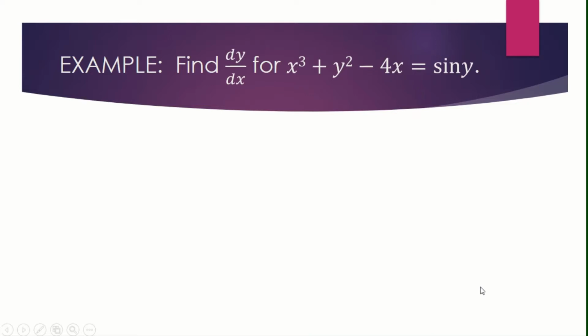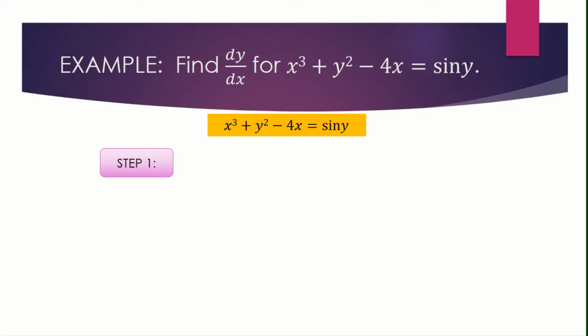Now we want to find dy/dx for the implicit function x cubed plus y squared minus 4x equals sin y. We will use the procedure for implicit differentiation. Step 1, we differentiate both sides of the equation. If we differentiate x cubed, we get 3x squared. If we differentiate y squared, we get 2y dy/dx. Remember, when we differentiate a function in terms of y, we need to multiply with dy/dx.